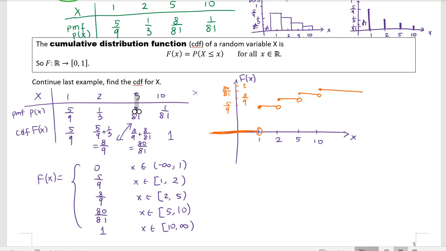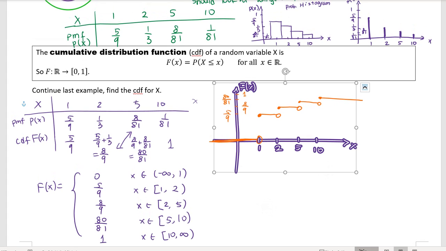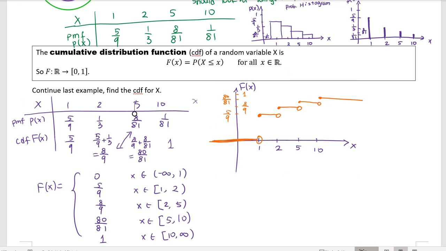Let's figure out some properties of it. What can you say about this picture? Okay, what are the properties of the CDF? First, what do you say?